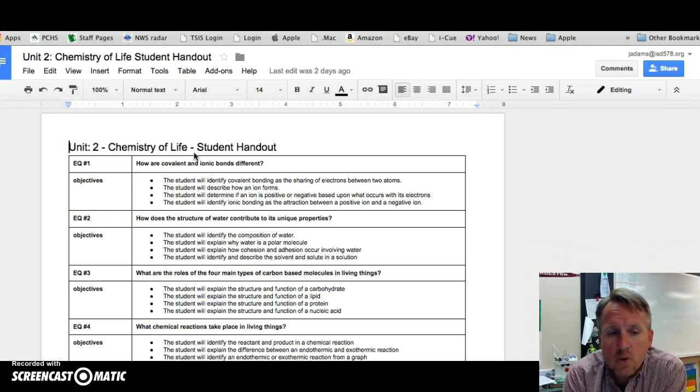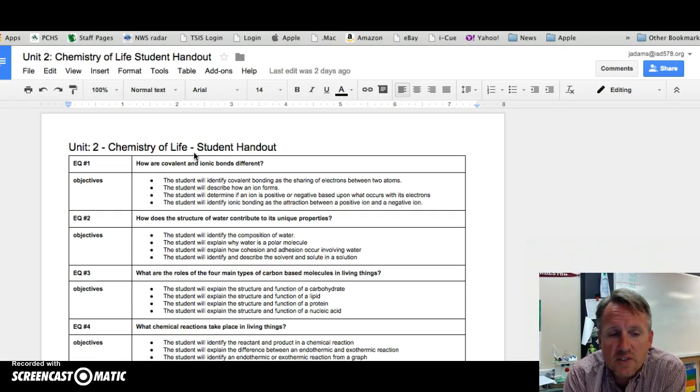Our third essential question is taking a look at the roles of 4 main types of carbon-based molecules in living things. All living things have carbohydrates, lipids, proteins, and nucleic acids that help to keep those organisms alive. So we'll be able to take a look and explain the structure and the function of a carbohydrate. What's a carbohydrate made up of? What's its job? What does it do in living organisms? Same thing with a lipid. Also with a protein, and finally a nucleic acid.